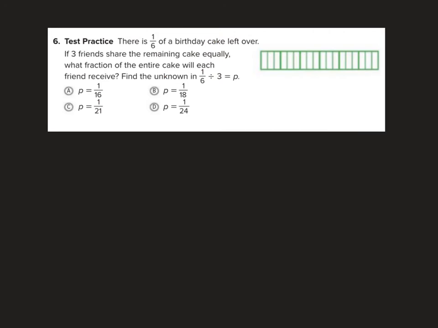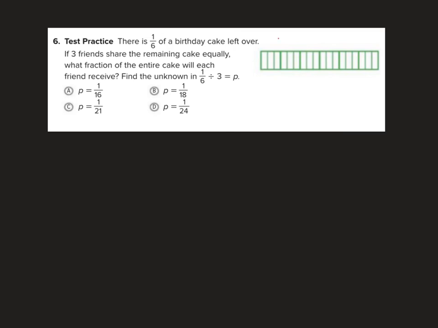Test practice. There's 1/6 of the birthday cake left over. If 3 friends share the remaining cake equally, what fraction of the entire cake will each friend receive? Find the unknown in 1/6 divided by 3. Okay, so, well, I've got something over here I can use, so I guess I probably don't really need to draw it.